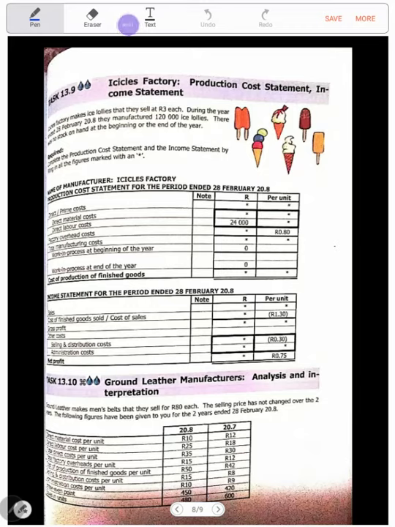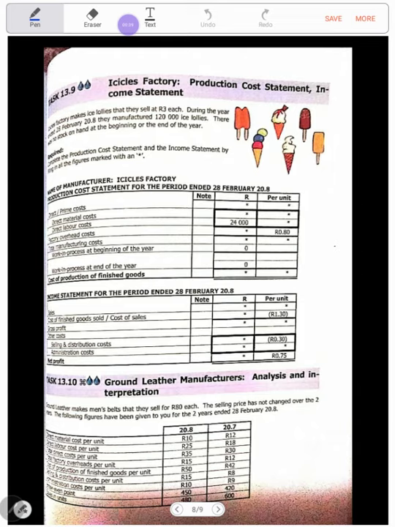For 13.9, you have to fill in the missing figures in our production cost statement as well as the income statement. So they say that the factory makes ice lollies that they sell at 3 rand each during the year ended the 28th of February 2018. They manufactured 120,000 ice lollies, and there was no stock on hand at the beginning or the end of the year. And then they say complete the production cost statement and the income statement.